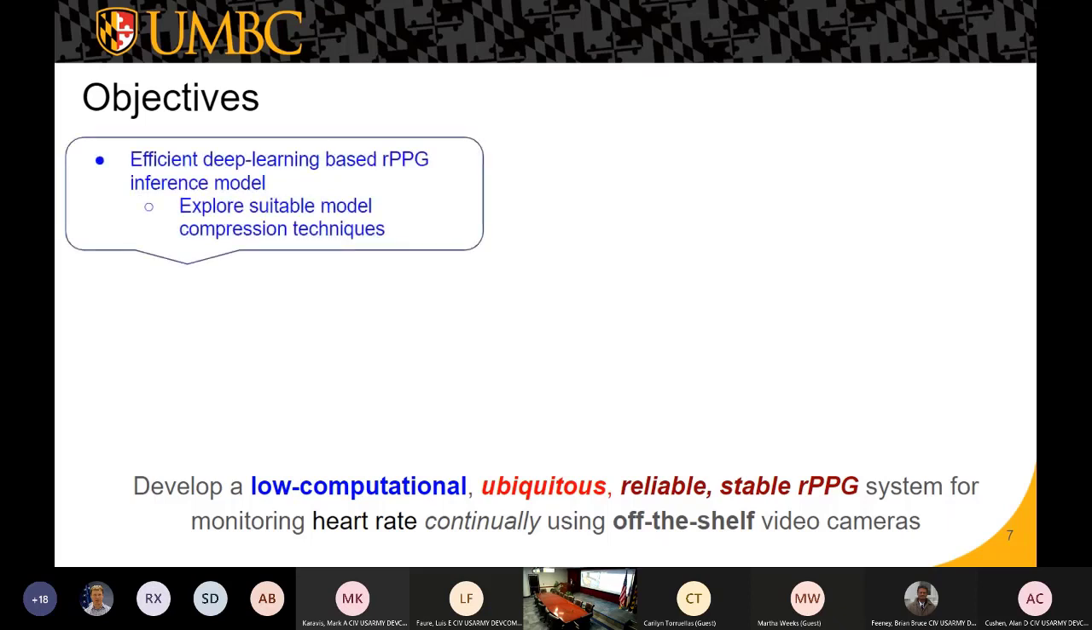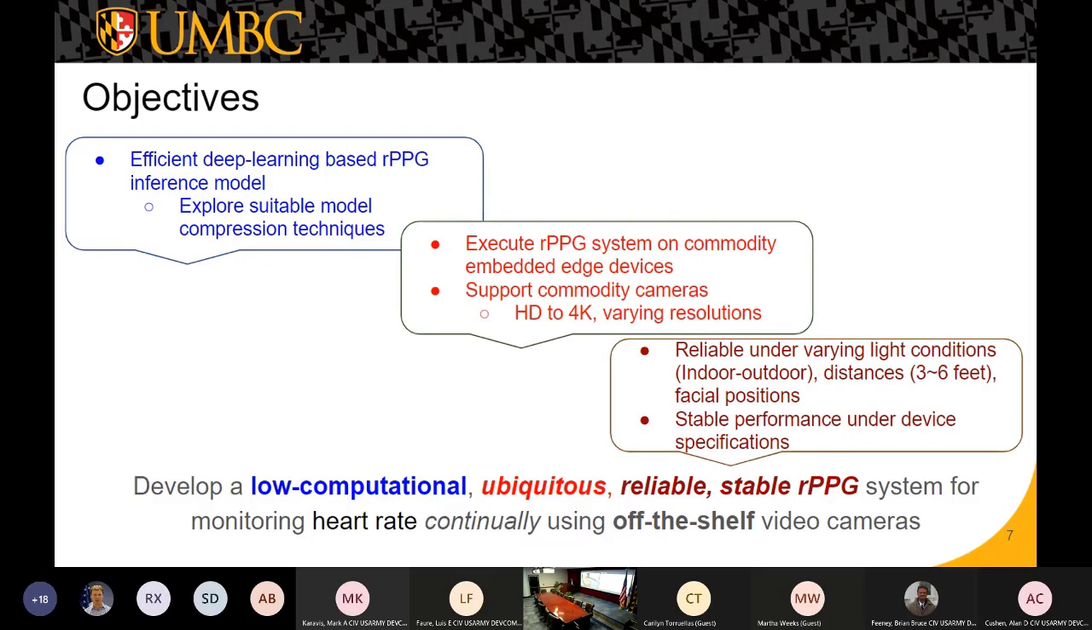So our whole objective of this research is to develop a low computational, ubiquitous, reliable, stable rPPG system for monitoring heart rate continually using an off-the-shelf video camera. So, low computation: we want a model or computation approach that does not require a lot of memory and does not require a lot of power, so that our device does not get overheated. Secondly, ubiquitous. We want to use regularly used devices like our web cameras, mobile cameras, maybe action cameras like GoPro, or regular cameras, so that we don't have to buy some very sophisticated cameras. So that's our ubiquitous goal.